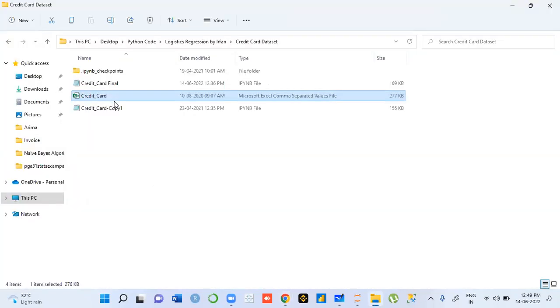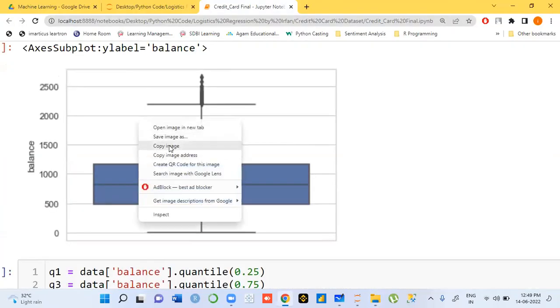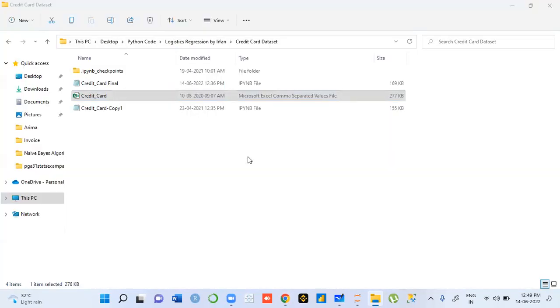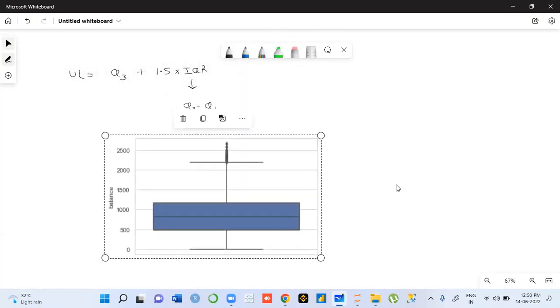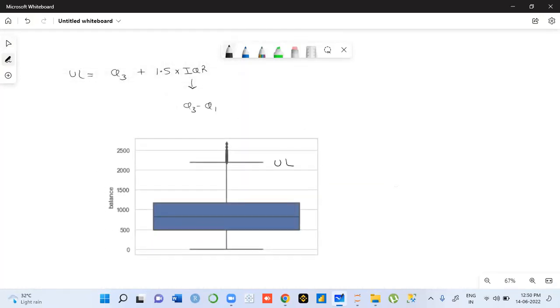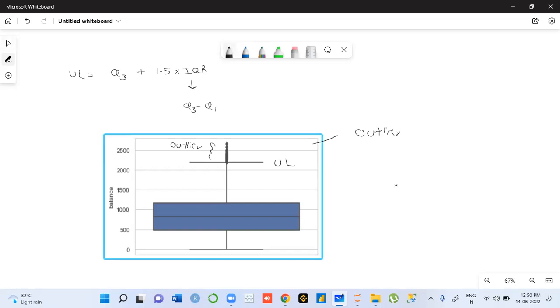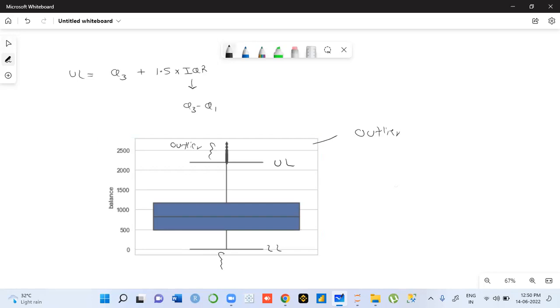Winsorizing has a standard rule of upper limit. If you can see over here, the threshold is this one. So any value above this is called an outlier. This becomes the standard rule for you, because box plot is an easy method to identify outliers. Above the upper limit is an outlier, and below the lower limit is an outlier. So this becomes a benchmark to identify outliers. Clear? Got the point?